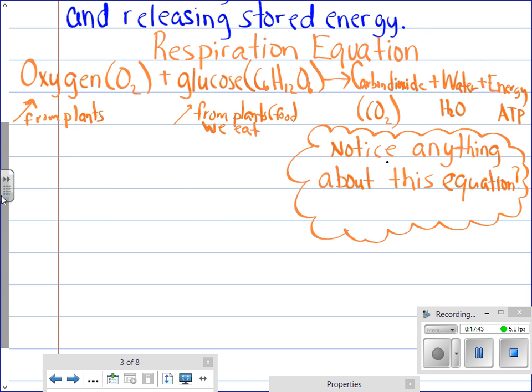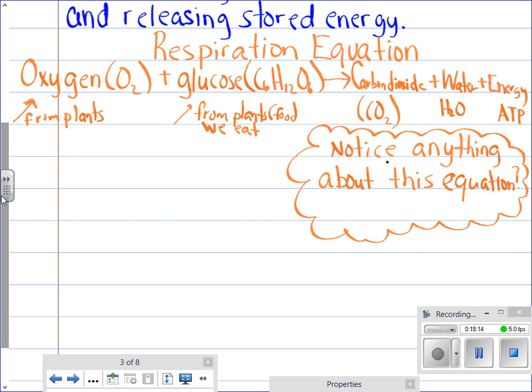What other equations? We have plus signs, we have an arrow. What does that arrow mean? It's giving it away, it released it. What do you notice about this equation, which is the equation for what? Respiration. And what other equation did we write in our notes? Photosynthesis. What do you notice about the similarities between the two equations?